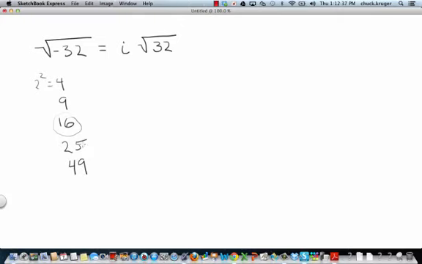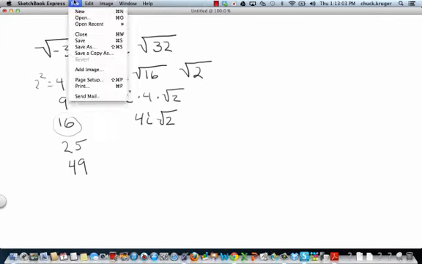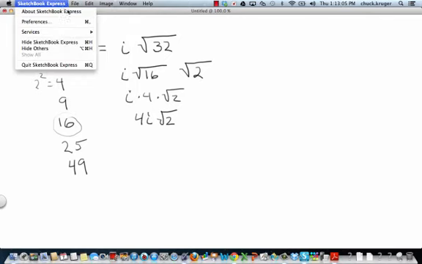Well, 49 is way too big for 32, so I'm going to stop here and I'm going to rewrite this as i times the square root of 16. 16 times what is 32? 16 times 2. So I have i times 4 times the square root of 2, and I'm going to rewrite that as 4i times the square root of 2. Okay? Next one. I'm going to clear this screen.